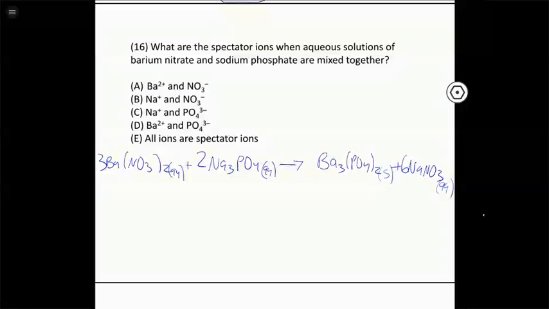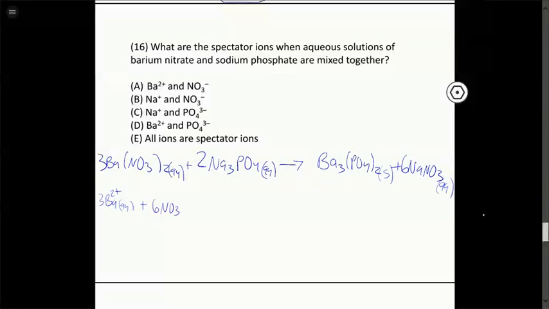We can write the total ionic equation by breaking up everything that's soluble, everything that has an aq next to it. We break those up into ions. So when barium nitrate dissolves, we get 3 barium 2 plus, and we have a total of 6 nitrates, because there's 3 of them and each has 2. We have from sodium phosphate 6 Na pluses and 2 phosphates.